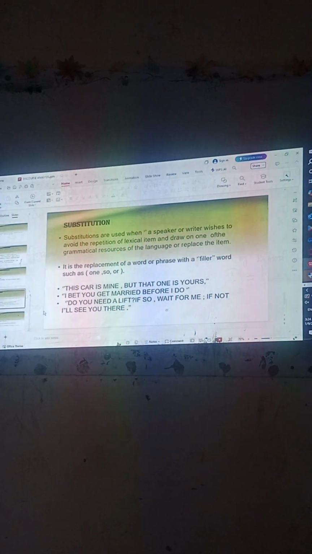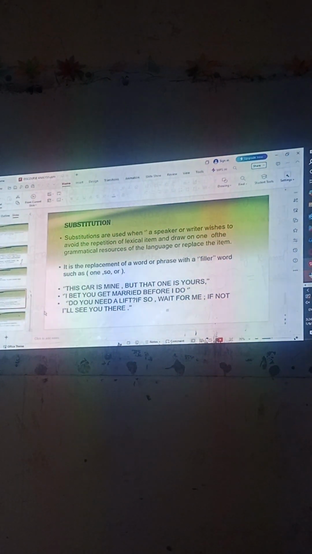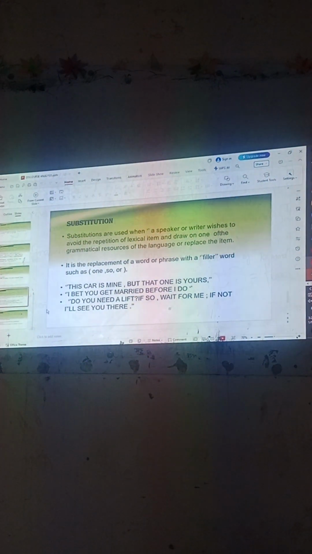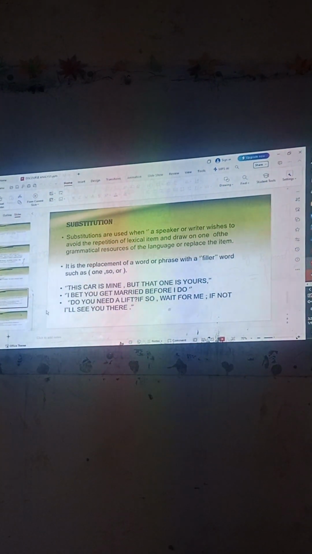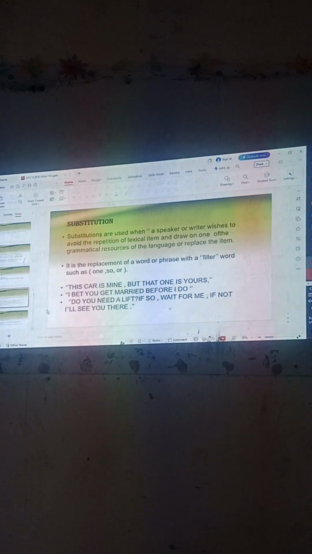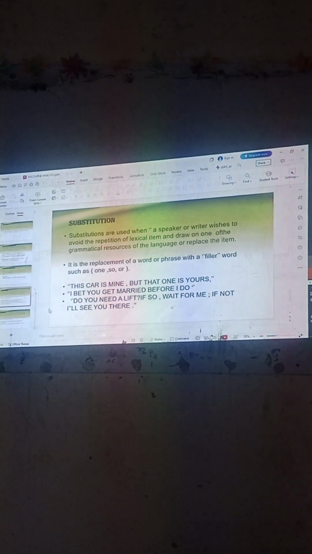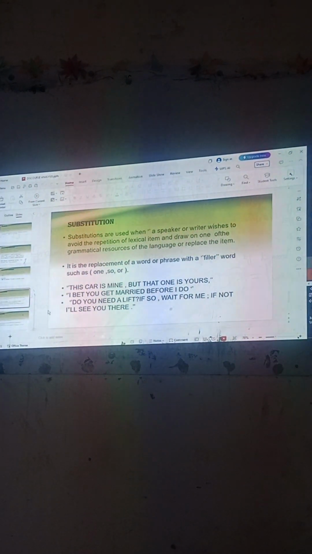And the third one: do you need a lift? If so, so means that if you really need to go somewhere, then wait for me. And then the next one is, if not, I'll see you later. So this is how certain ideas are supposed to be substituted by fillers, and then we move on to the next one.